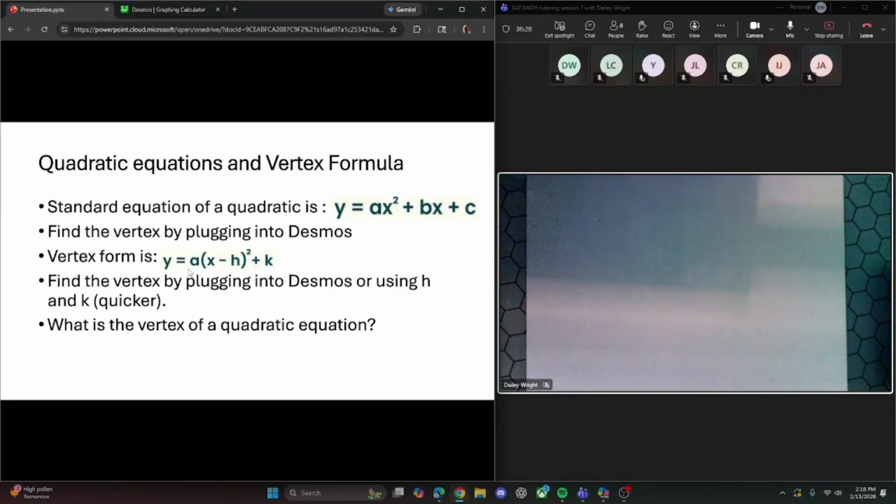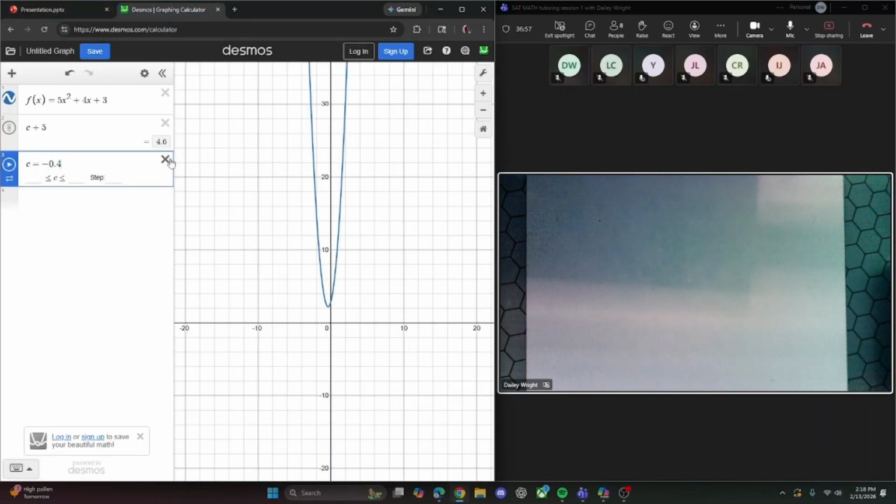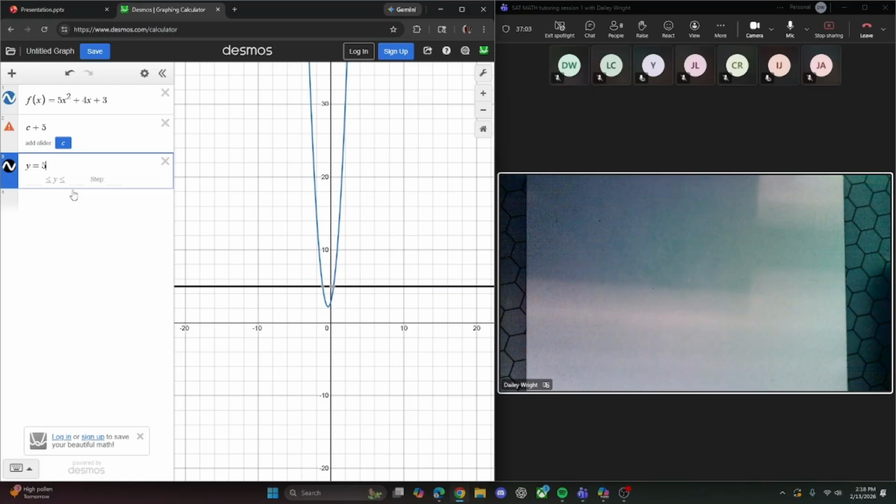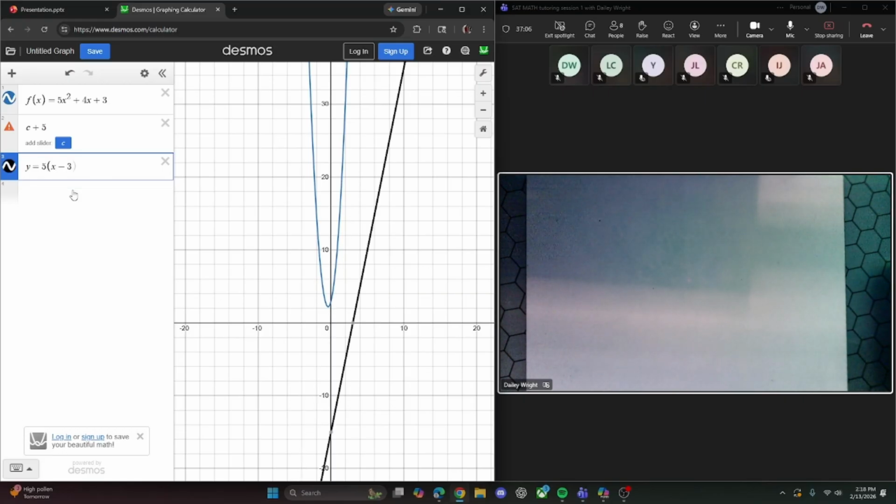Vertex form, a times x minus h squared plus k. This is a bit more important of a form to know, because this will save you so much time if you know how to use it. A lot of the times they'll have an equation in this form, and they will ask you to find the vertex of the equation. To find the vertex, you could plug it into Desmos, or you could use h and k. So let's just put an equation with this form. Y equals 5 times x minus 3, and then that whole thing squared, plus 8.